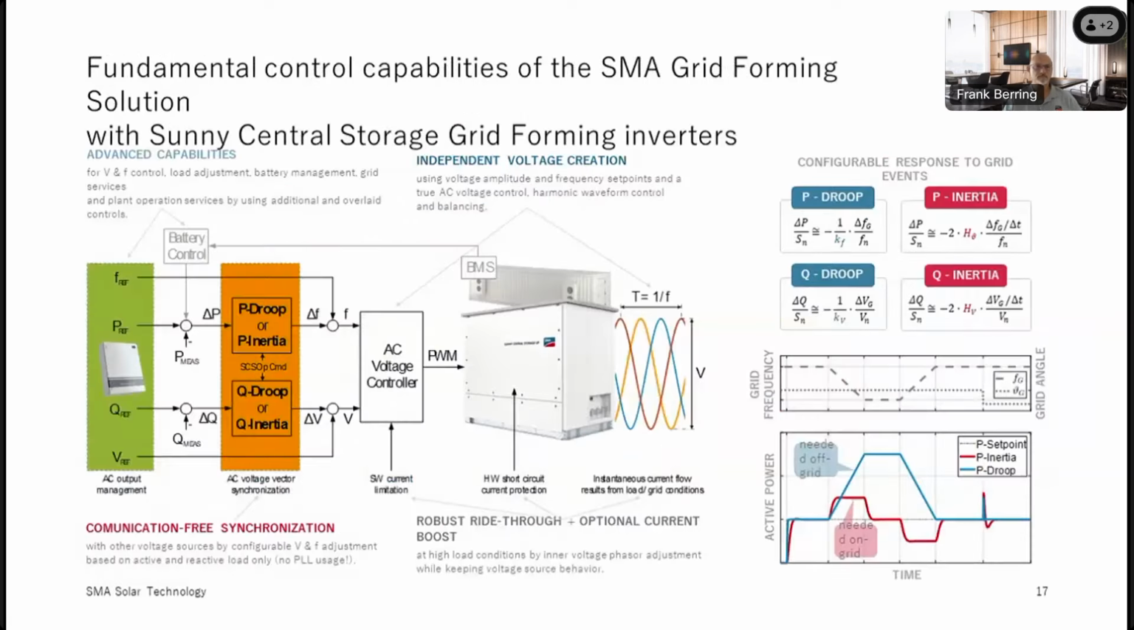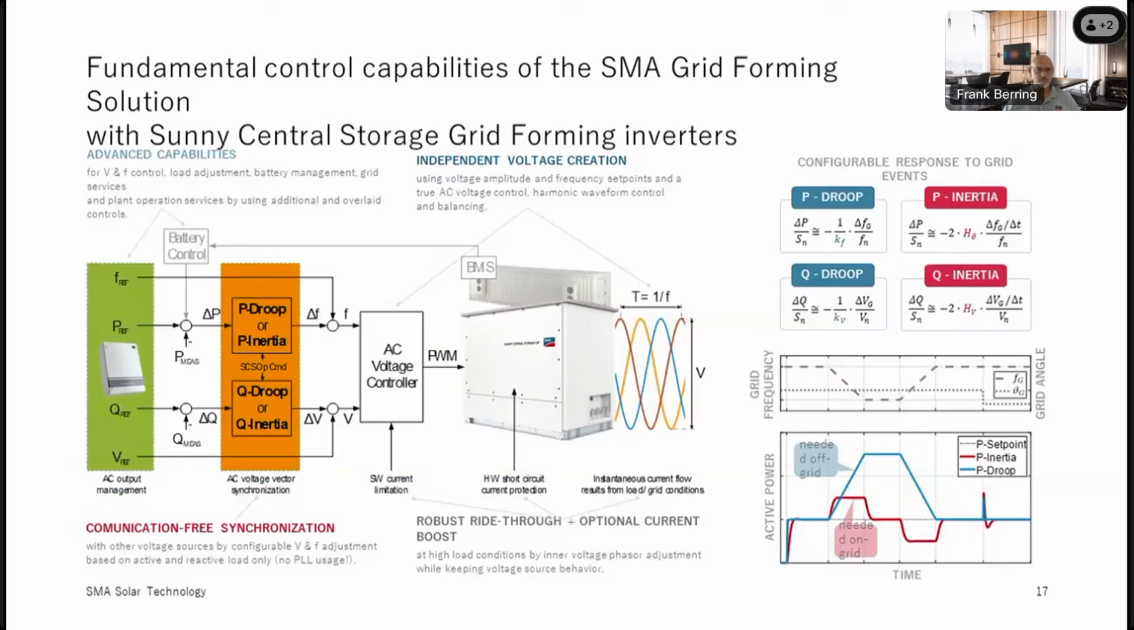Next slide, Frank. Yes, so when we are looking at the fundamental control capabilities to compare our droop and inertia, we call it droop and inertia, as we have discussed, control modes, and look at the big picture here. What is seen on the left-hand side? We see in green the box. That's something which is always present for each plant.